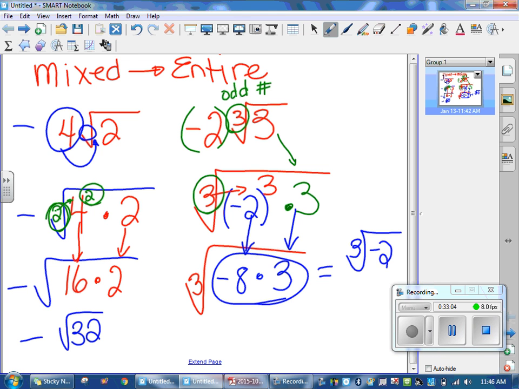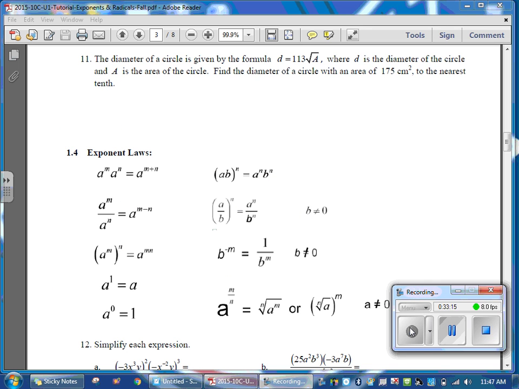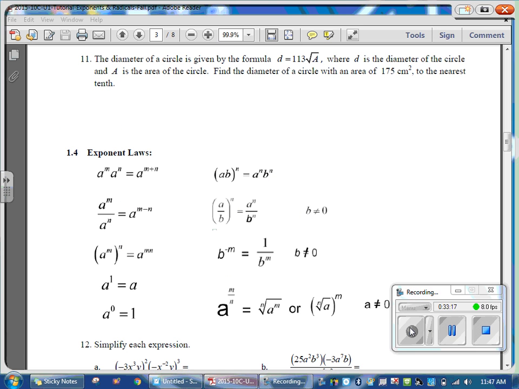Number 11, it says the diameter of a circle is given by this formula. It says D is diameter and A is the area. It says find the diameter of a circle with an area of 175. So all it wants you to do is plug in the 175 into the correct variable. You have 2 variables here, a D and a capital A. So you're putting that 175 into one of those spots.